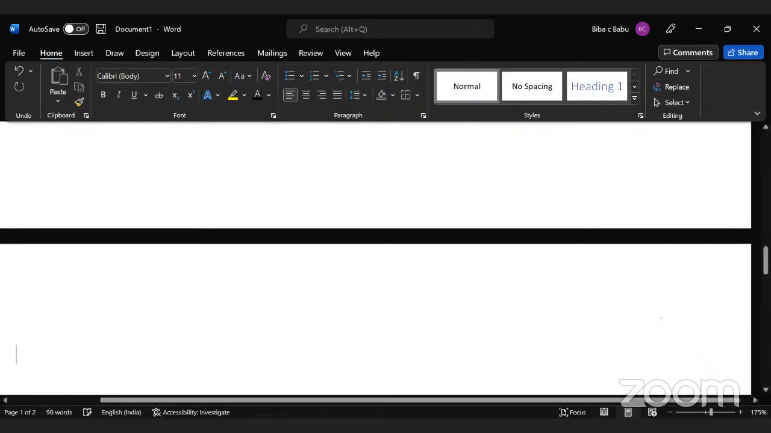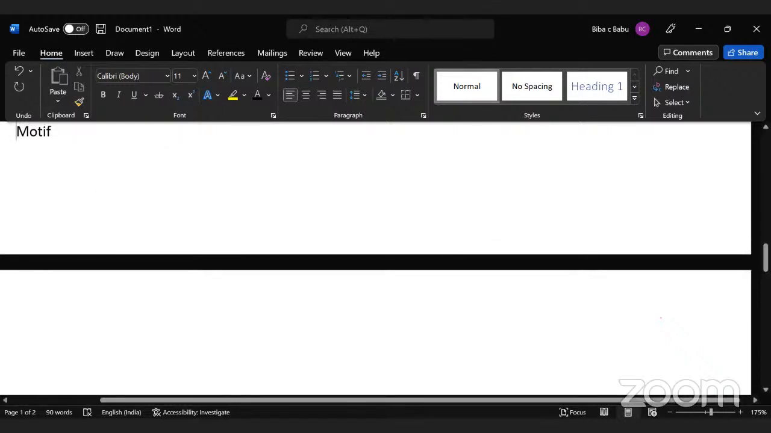Next is motif. Motif is an object or idea that repeatedly comes in literary works. It can be an image, a word, or an idea which has a symbolic meaning or contributes to the development of a theme. For example, each novel has its motif. In The Adventures of Huckleberry Finn, childhood is the motif, because the novel narrates about childhood. It has a symbolic meaning.